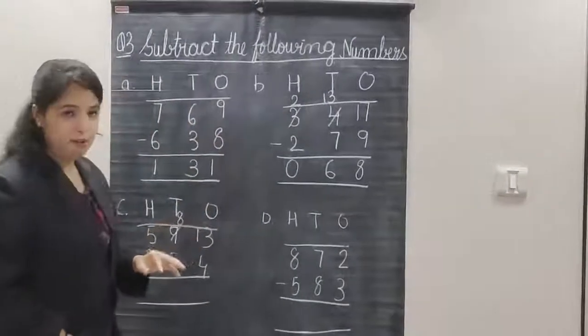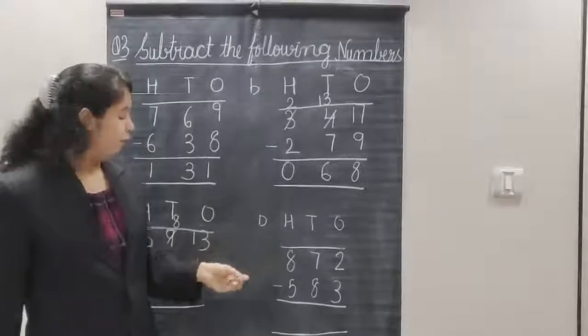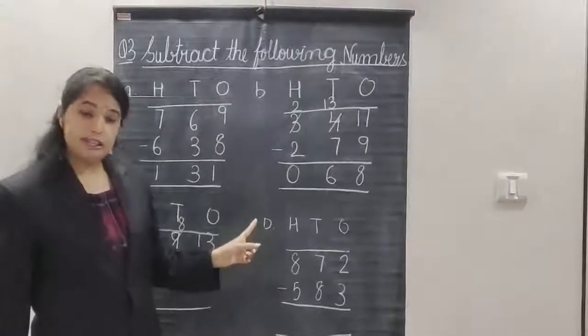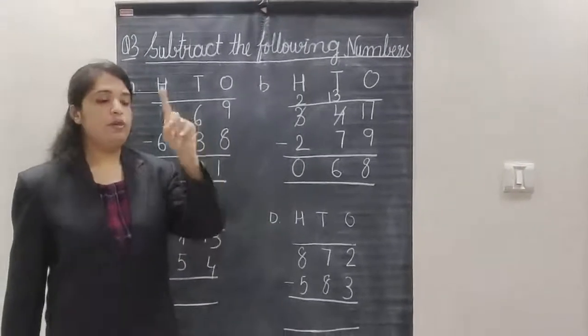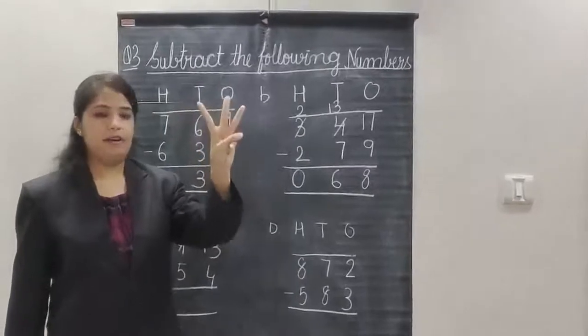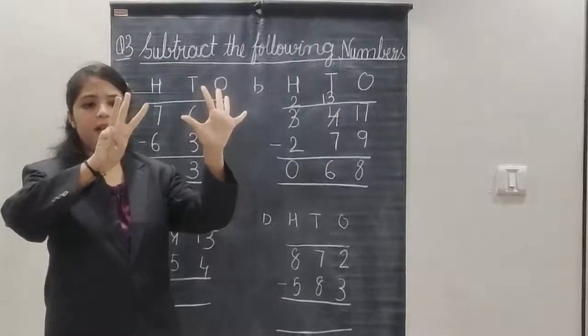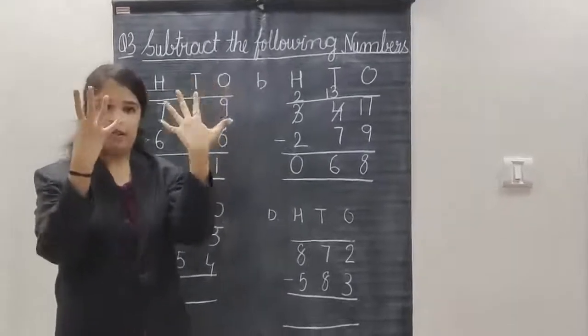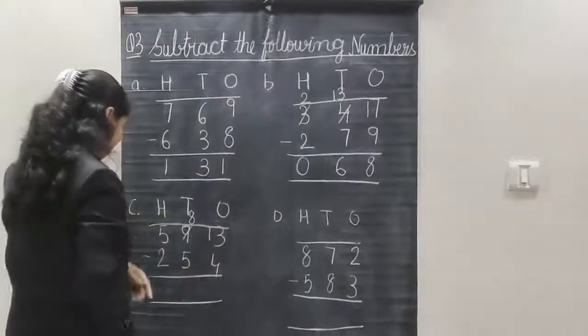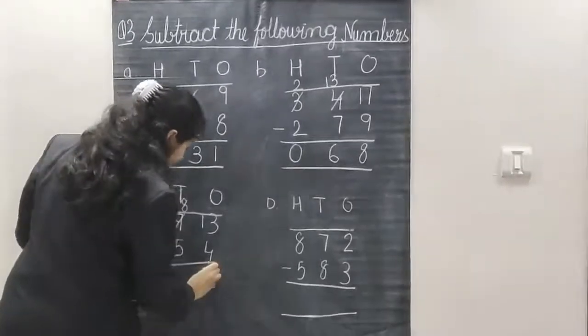Do it very carefully, students. Once again I will do it for you. After 4 till 13. After 4, 5, 6, 7, 8, 9, 10, 11, 12, 13. So 9 on my fingers. So I will write here 9.